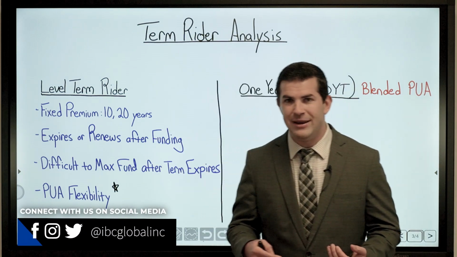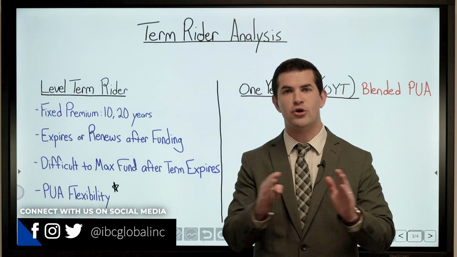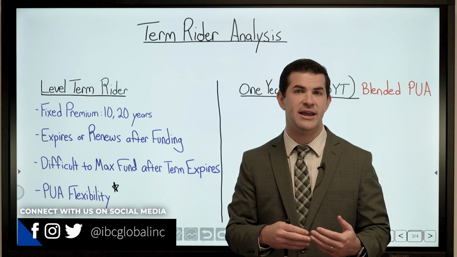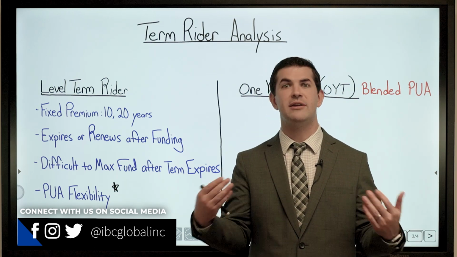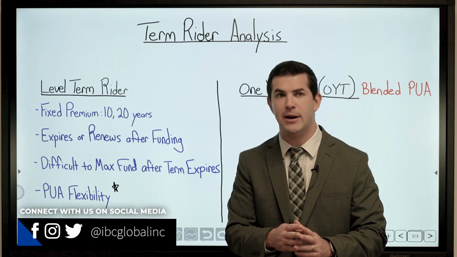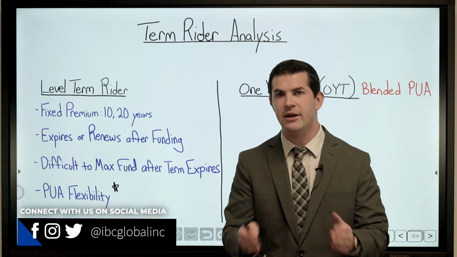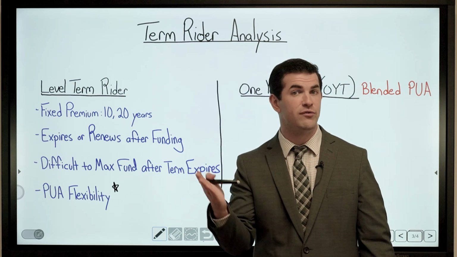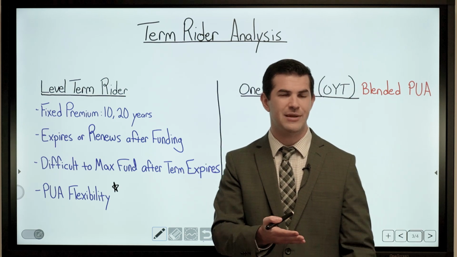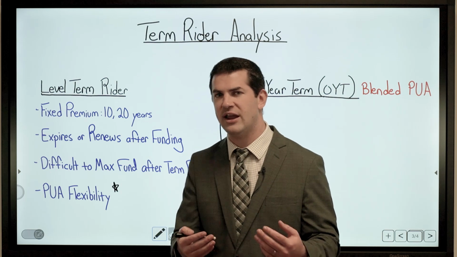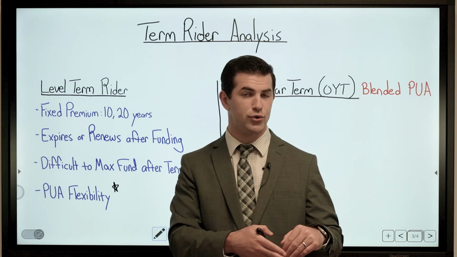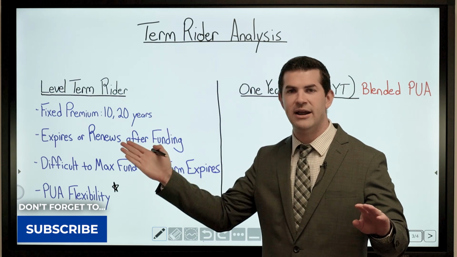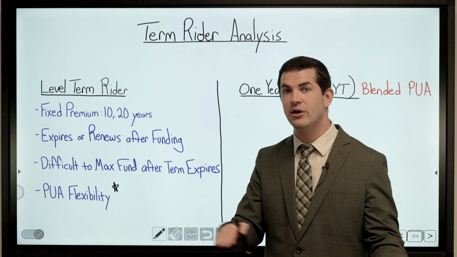A level term rider means it is level for the period that term lasts. For example, you see 10 and 20 years up on the board. If I go with a level 10-year term rider, say it's $1 million, the cost for that term rider might be $1,500 per year. It is guaranteed to remain level for that 10-year period. I can often remove the term earlier than 10 years. I don't want to do so during the first 7 years in most cases, but I can remove it or reduce it early. Regardless though, it will be fixed for 10 years. It's guaranteed not to increase.